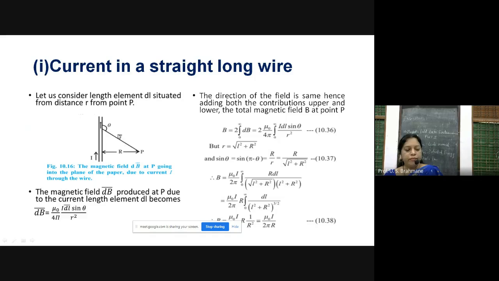Now by Pythagoras theorem, this is the hypotenuse, so it is r square. This is L, the length element, so L square plus r square. So this r is equal to the square root of L square plus r square. And now sine theta is equal to sine of pi minus theta, because this angle is pi minus theta. So we are going to consider this triangle. So what is the opposite side? By trigonometry, opposite side upon hypotenuse, that is r upon the hypotenuse, which is equal to r divided by the square root of L square plus r square.